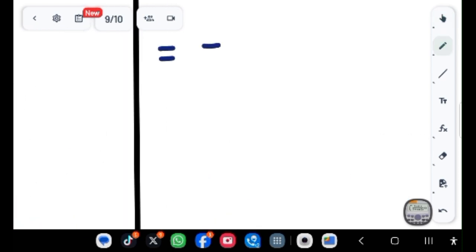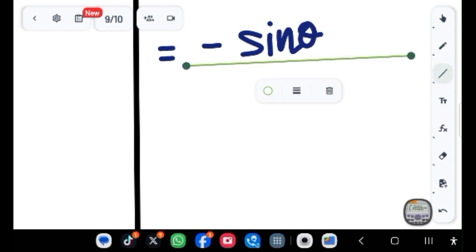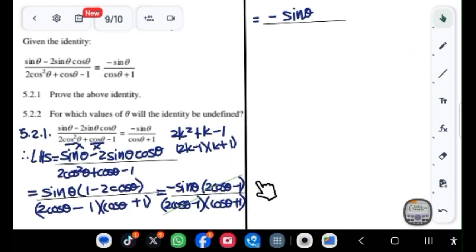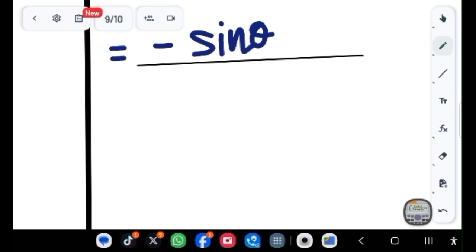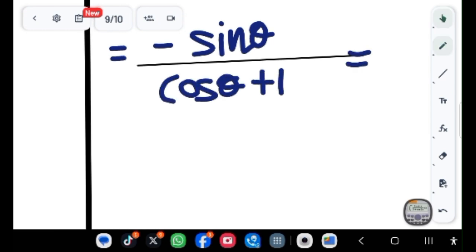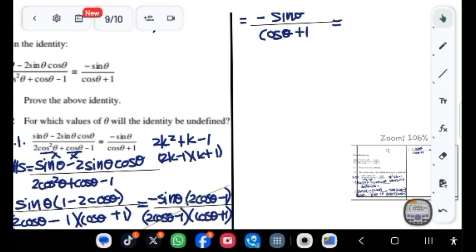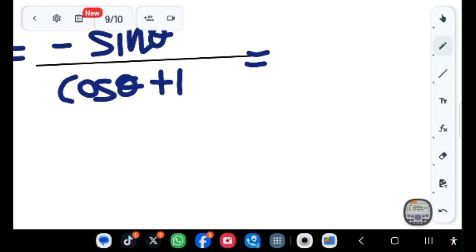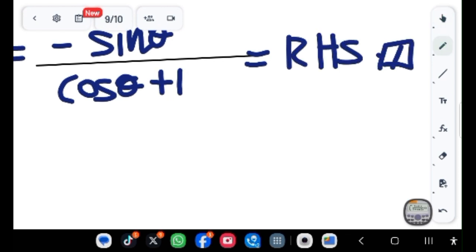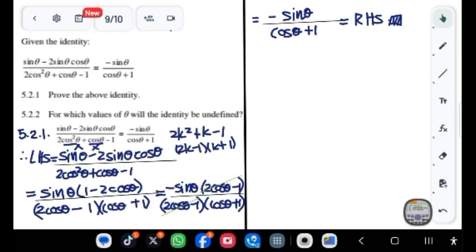So that leaves us with negative sine of theta all over cos of theta plus 1, which is equal to the right hand side, and there it is. It equals the right hand side, and that's how you do it. You manipulate until you get to where you want to go. So we've proven that identity.